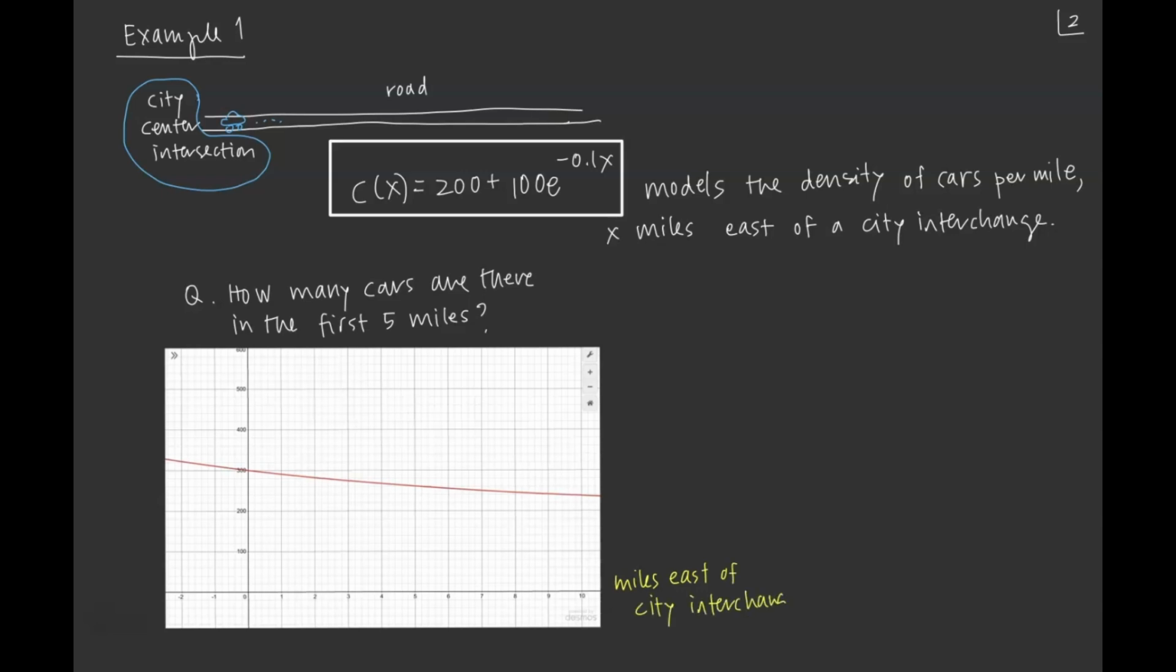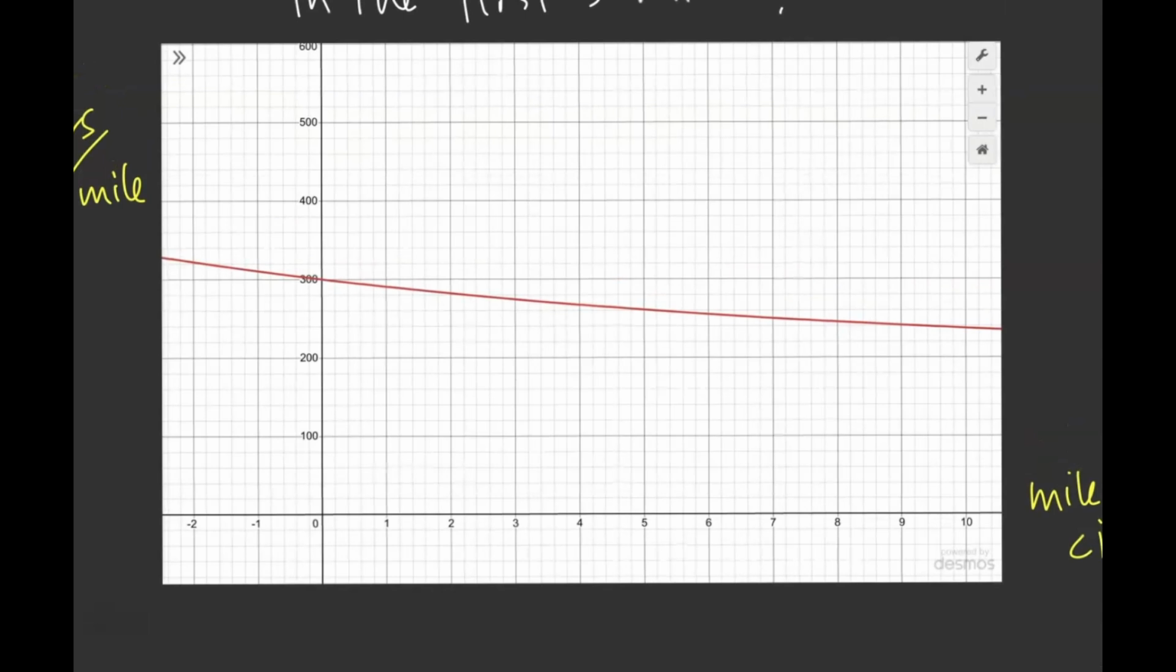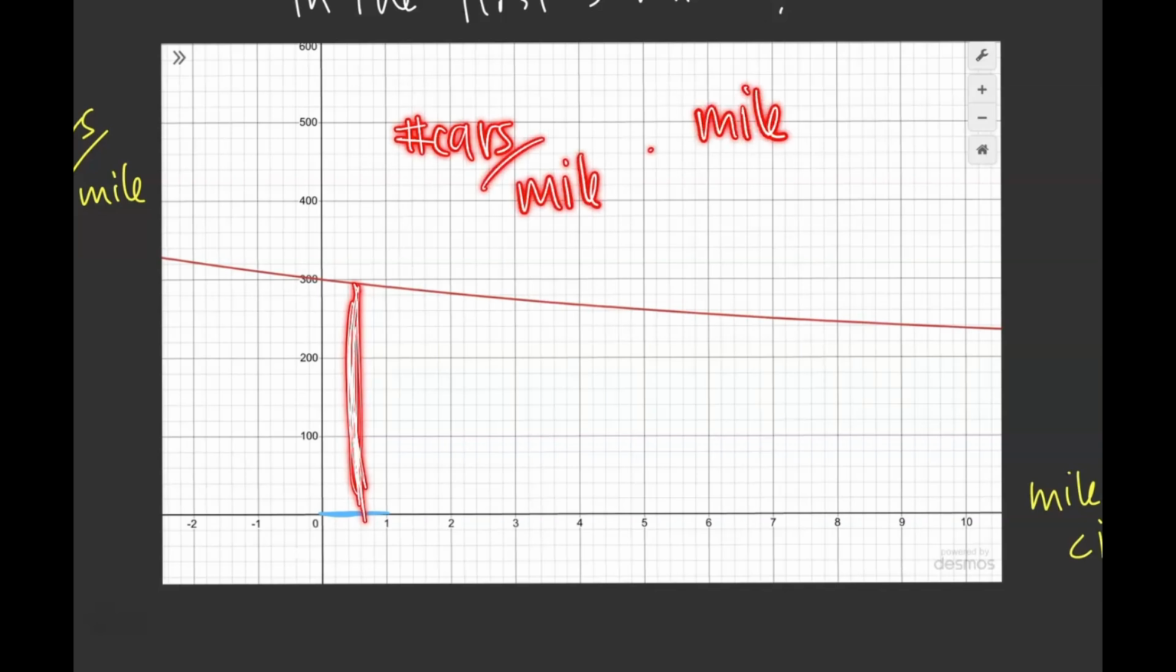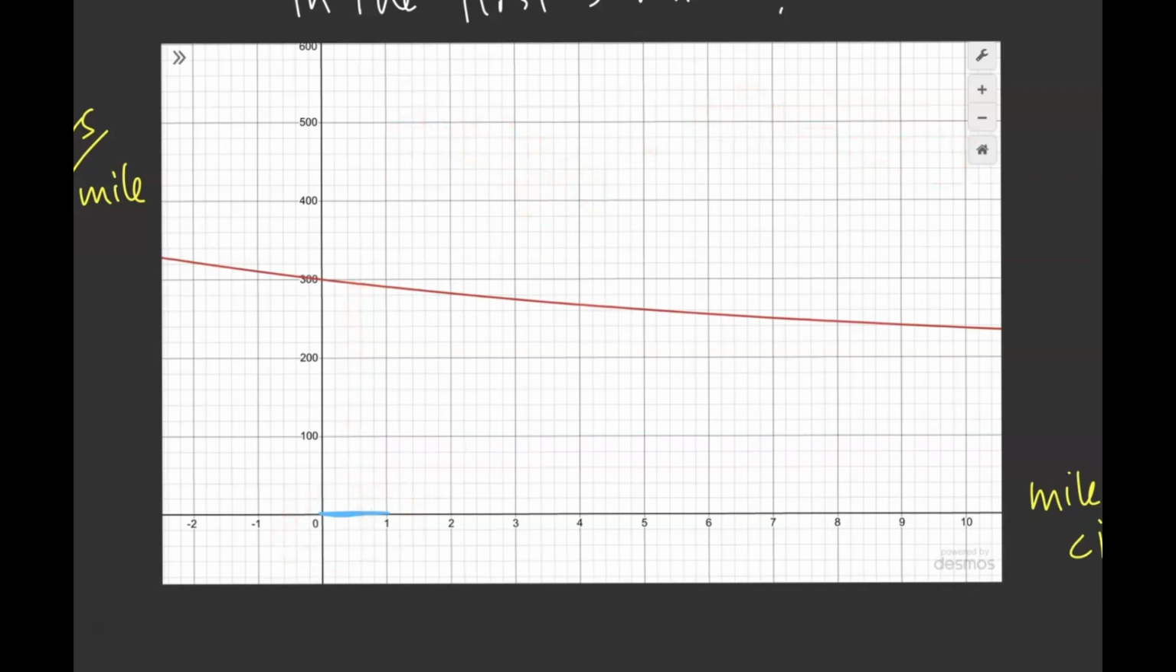And then the y-axis is modeling the density of cars per mile. So this is the number on the y-axis. We'll have number of cars per mile. So say that I just wanted to find out what was happening in that first mile, in the first mile east of the interchange. I know that the height of my function is representing the number of cars per mile. So number of cars per mile times that first mile would give me the number of cars in that first mile if I multiplied this width times this height.